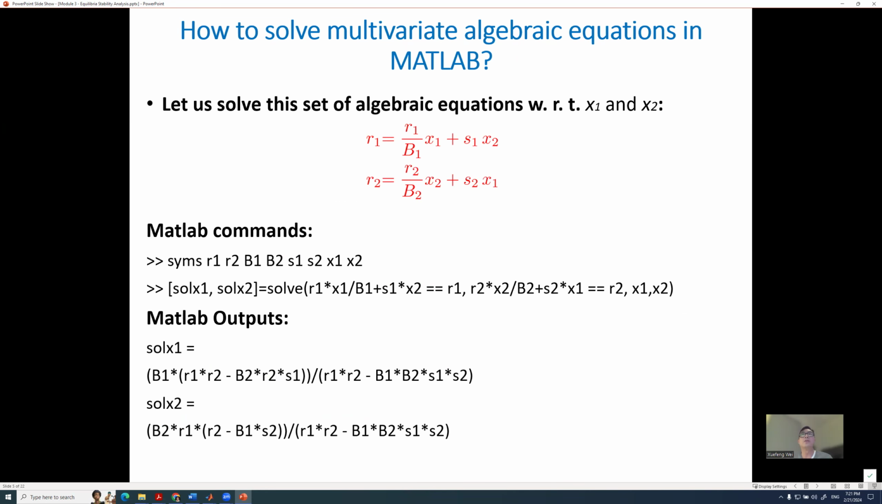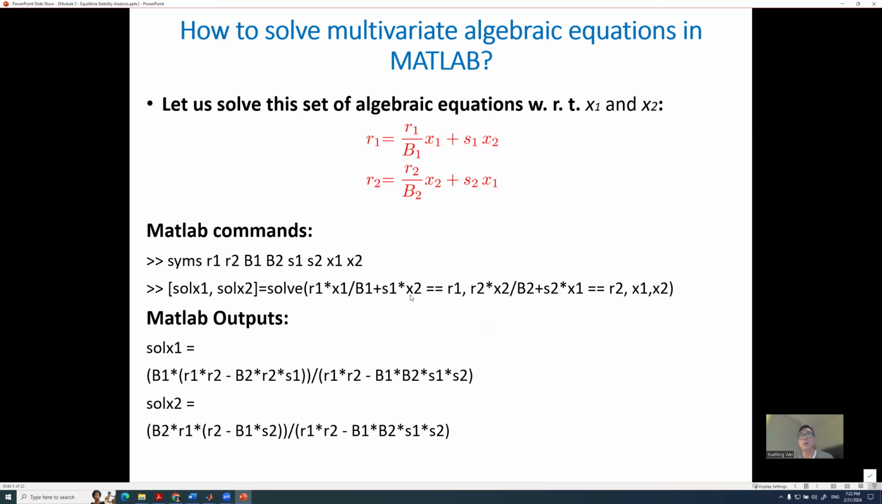I'm going to show you how to do this in MATLAB. If you feel that's too much hand calculation, you can just use symbolic calculations in MATLAB. You can define all the variables, the two variables x1, x2, and all the other parameters, as symbols. And then we can use this function called solve.